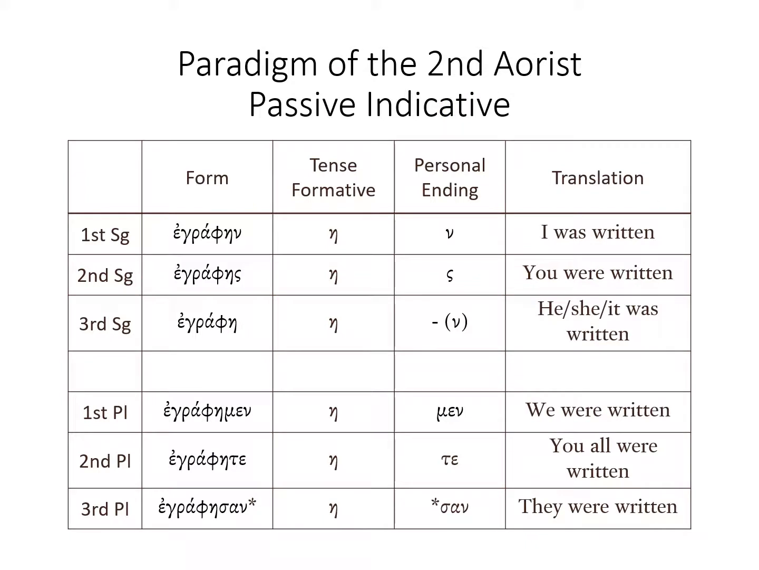So here's the paradigm for the second aorist passive. Again, the tense formative. We don't need a connecting vowel because the tense formative itself is a vowel, and it connects our stem with the personal endings, eta, all the way down. Our endings are consistent, save this alteration here that we have seen already in the third plural from nto to san. Otherwise, just consistent all the way through.